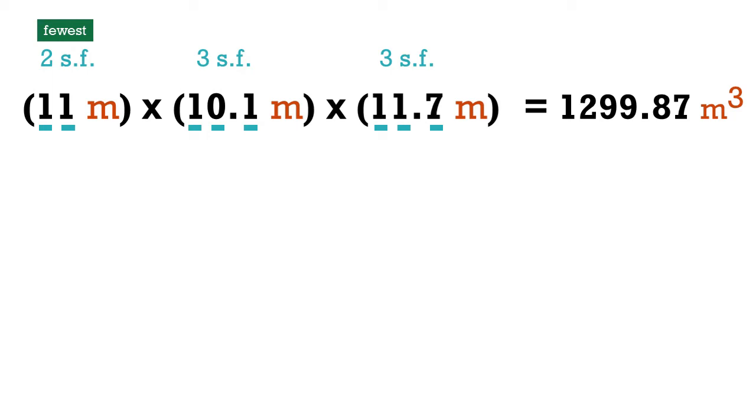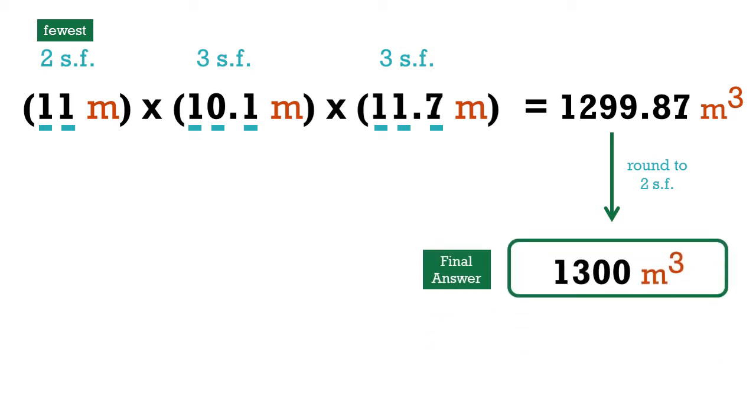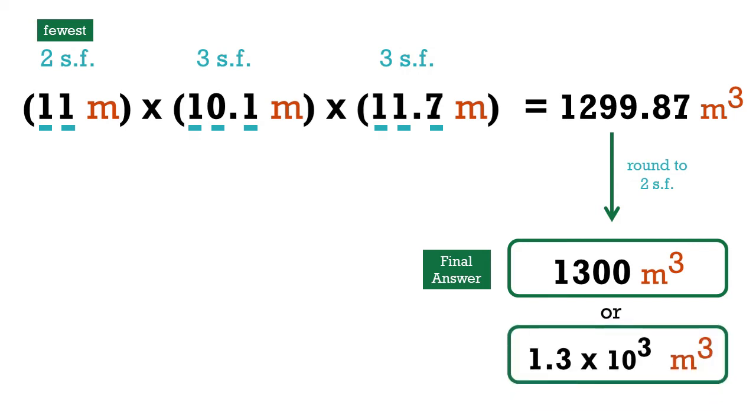Therefore, we need to round 1,299.87 cubic meters to 2 significant figures. This would give us 1,300 cubic meters as the final answer. We could also write the final answer in scientific notation. As you can see, 1.3 times 10 to the power of 3 cubic meters has also 2 significant figures.